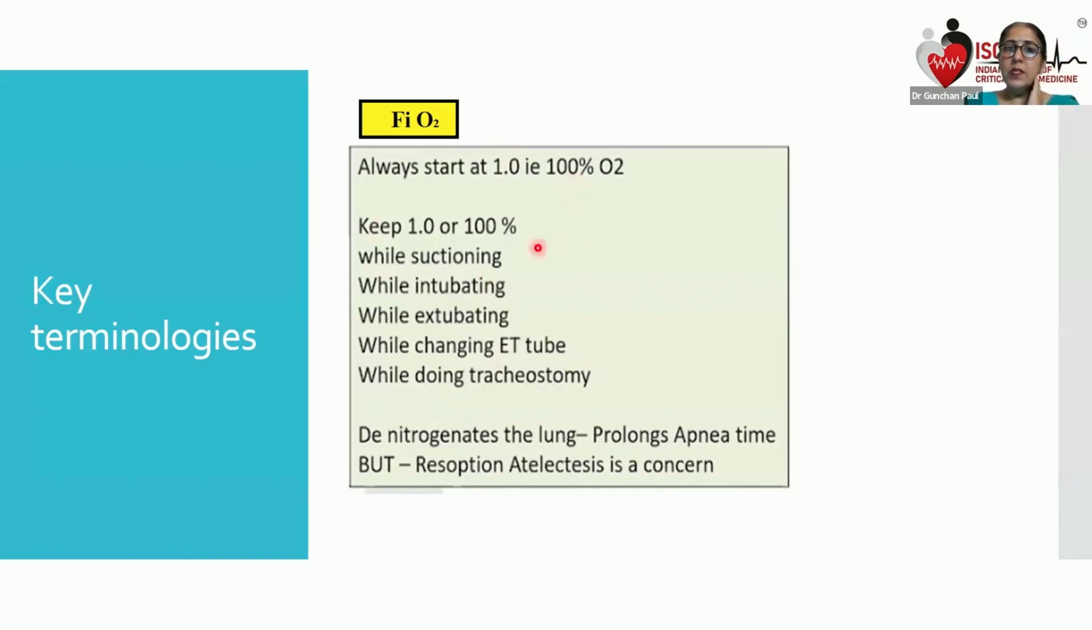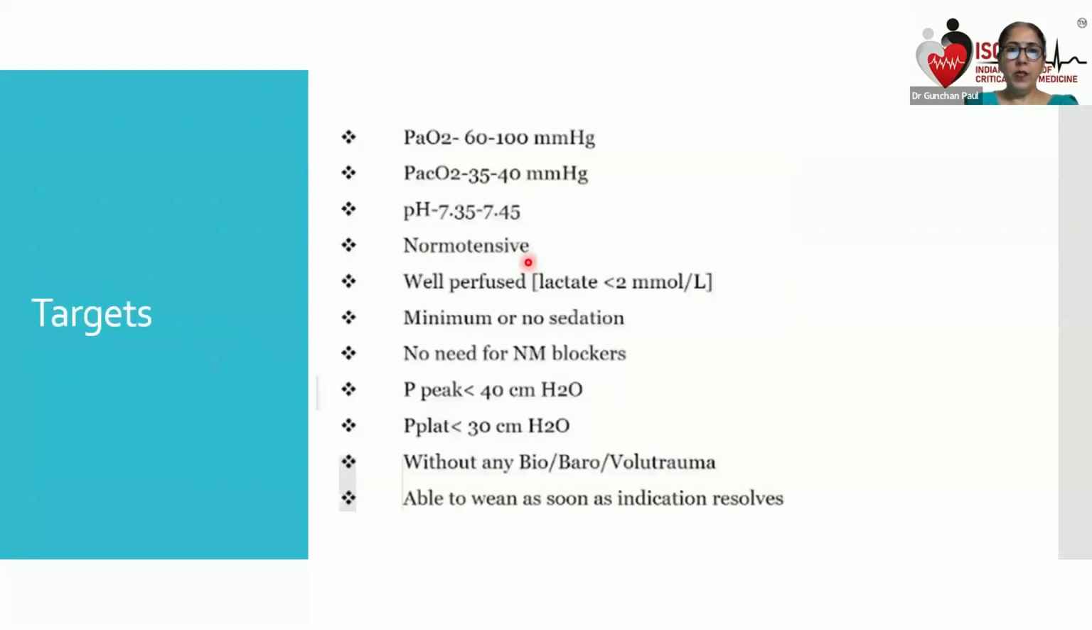So 100% is required only when we are doing suctioning, when we are intubating the patient, or at times of extubation, tube exchange, during procedures, so that hypoxia does not occur during the procedure. Otherwise, your FiO2 should be minimal so that you get an adequate saturation above 92 to 94%.